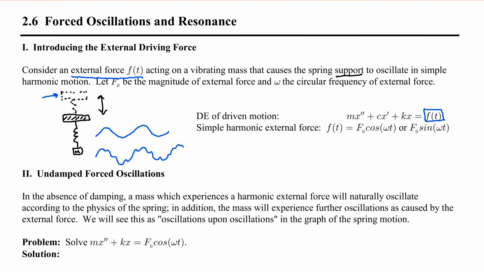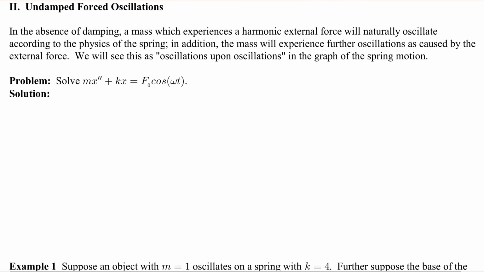So we will consider two cases. The first case is undamped forced oscillations, and then we will look at driven motion with damping. In the absence of damping, now remember, damping could be something such as a shock absorber. It could be programmed in as air resistance or friction, some sort of resistance to the velocity of that mass.